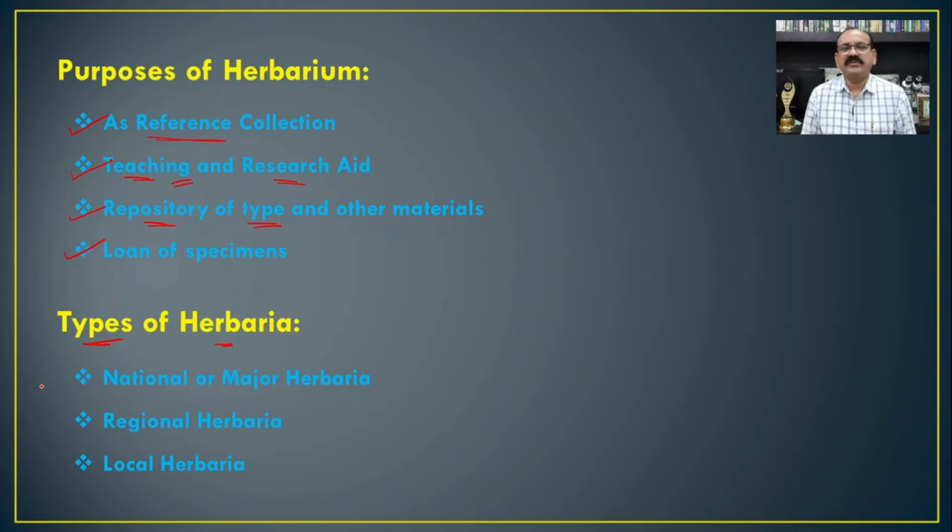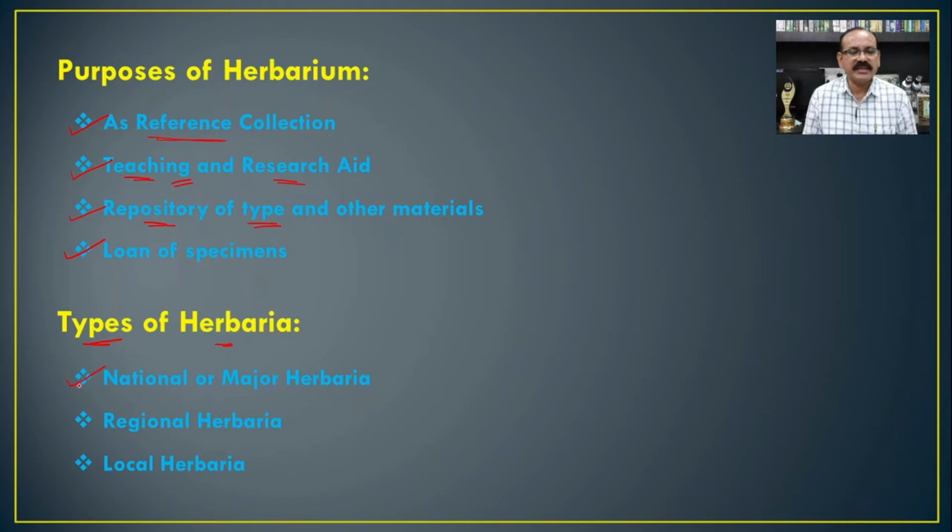Then what are the different types of herbaria? On the basis of the collection, or on the basis of the area covered in the formation or creation of the herbarium, they are classified into different types. This is not a technical classification, but on the basis of the use of specimens from different geographical areas, they are classified into three different types.